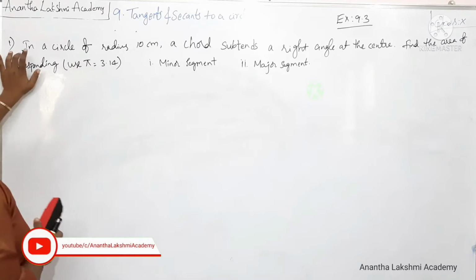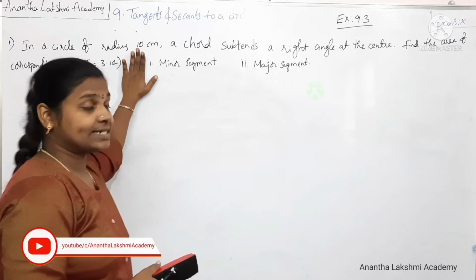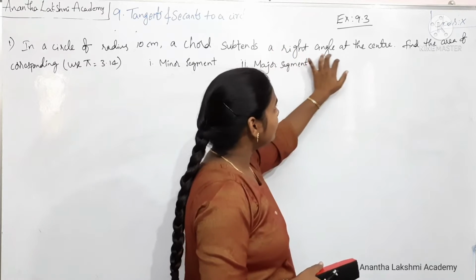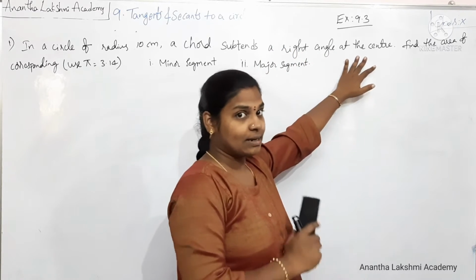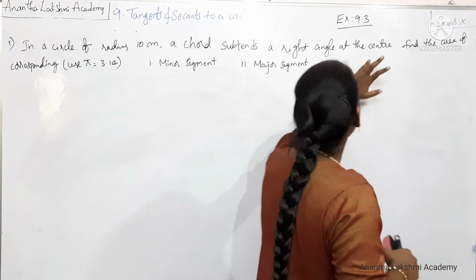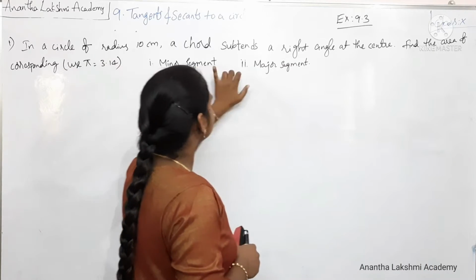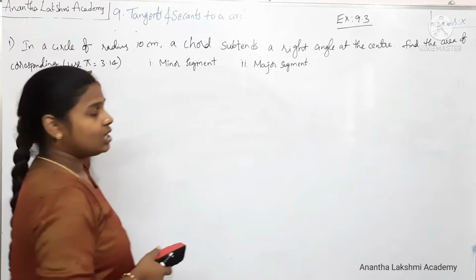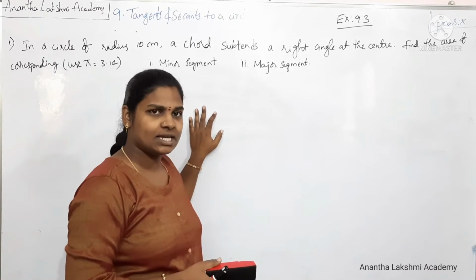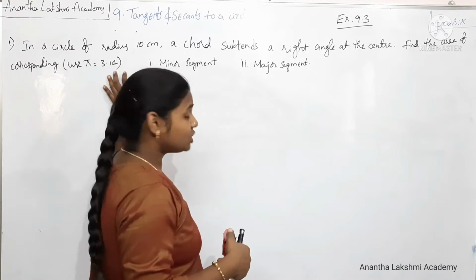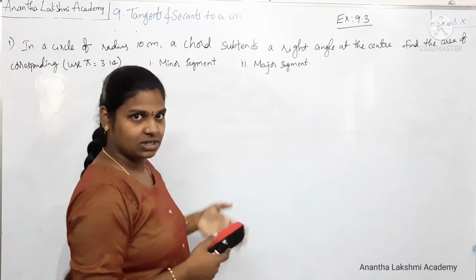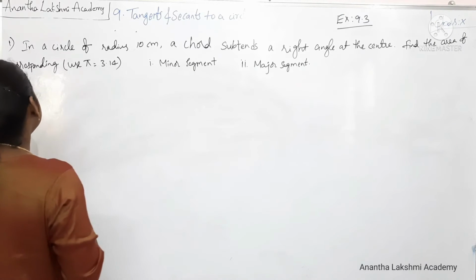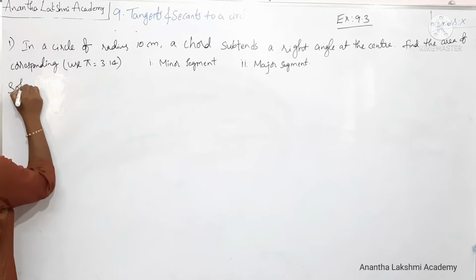It is given that in a circle of radius 10 centimeter, radius of the circle is already given for us, a chord subtends a right angle at the center. Find the area of corresponding minor segment and major segment. They asked us to use the value of pi as 3.14. In mostly all the problems they are giving us either to use fractional value or decimal value. Fractional value is 22/7 and when it comes to decimal value it is 3.14. So let's get started with the solution first.